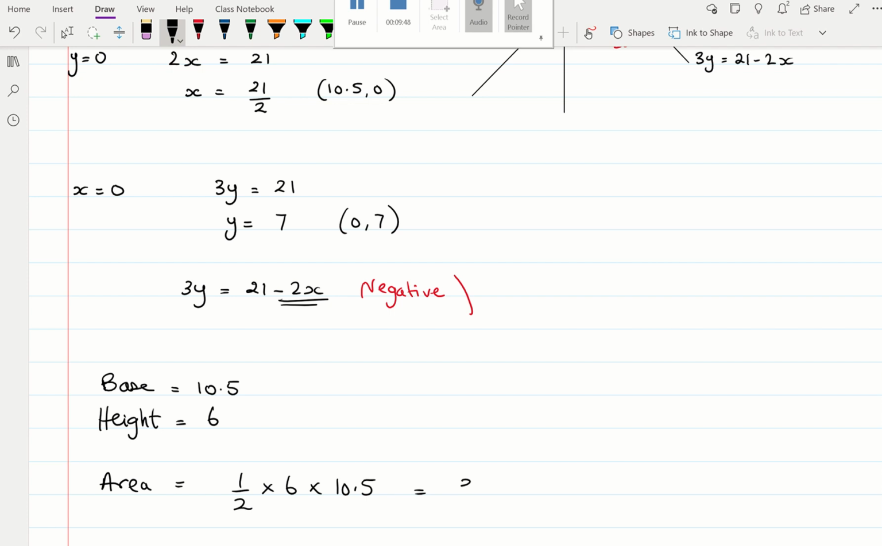Which is 31.5, and it's units squared. We don't know what the units are. The units squared, 31.5.